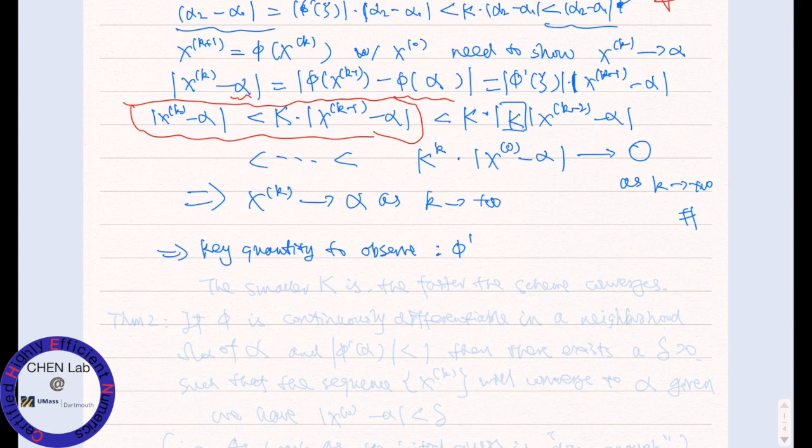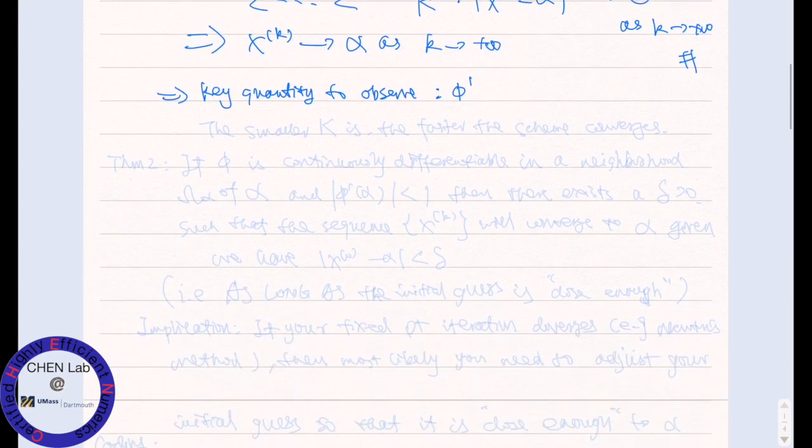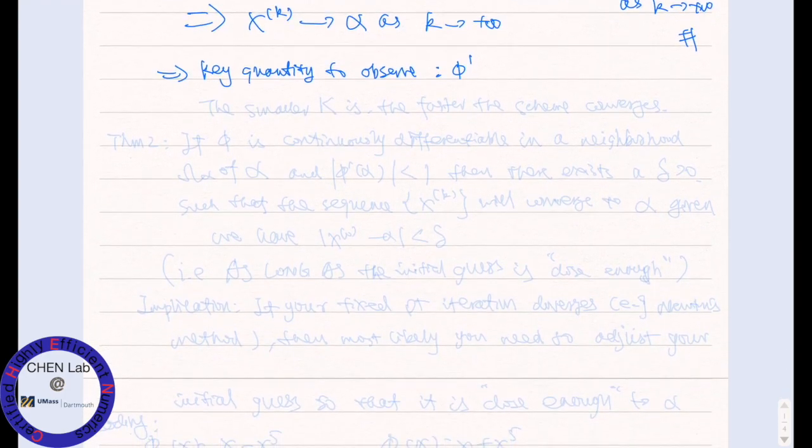The smaller phi prime is, the faster it converges, because you're taking that guy to the k-th power. Remember, look at the proof. That's why we talk about this proof. Otherwise, you don't know. I can tell you the result: just look at this, and smaller the better. But you don't understand why smaller the better, right? Here is why. The last line of the proof is why. Because if your capital K is 0.1 versus 0.9, it's certainly very different.